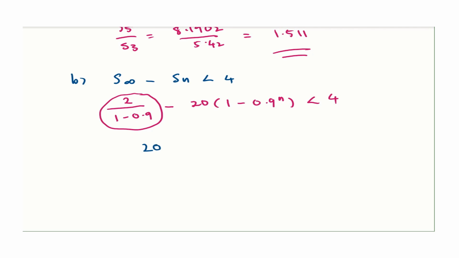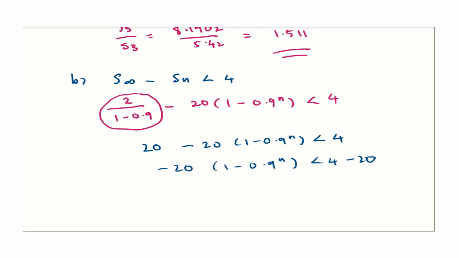Okay, then minus 20, 1 minus 0.9 power n less than 4. Okay, lepas tu kita boleh pindah lah, kita pindah. So dia akan jadi negatif 20, 1 minus 0.9 power n less than 4 minus 20. Dia pindahkan 20 ni ke sebelah kanan, dia jadi tolak lah. So then we get negative 20, 1 minus 0.9 power n less than 4 minus 20, we get negative 16.